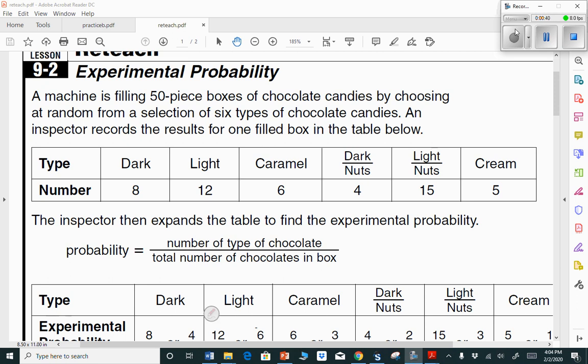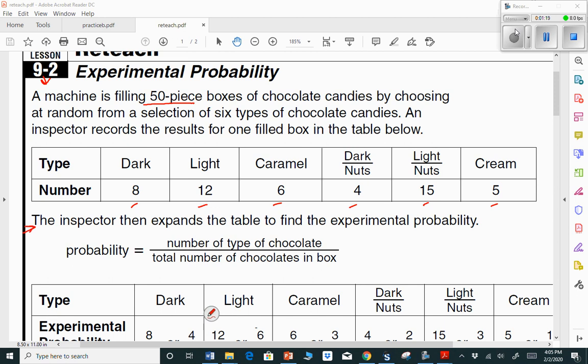Okay, so our slide here says a machine is filling 50-piece boxes of chocolate candies by choosing at random from a selection of 6 types of chocolate candies. An inspector records the results for one filled box in the table below. Okay, so they told us it's going to add up to 50. And in this particular box, we got 8 dark, 12 light, 6 caramel, 4 dark with nuts, 15 light with nuts, and 5 cream. Okay.